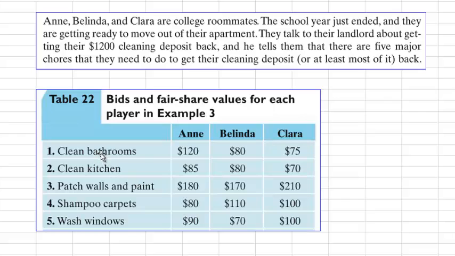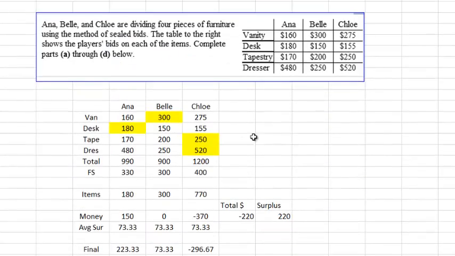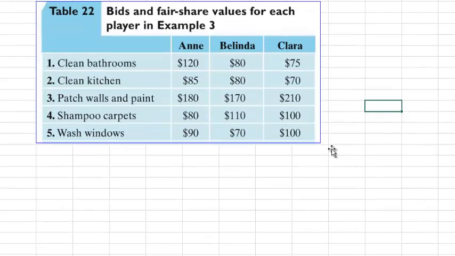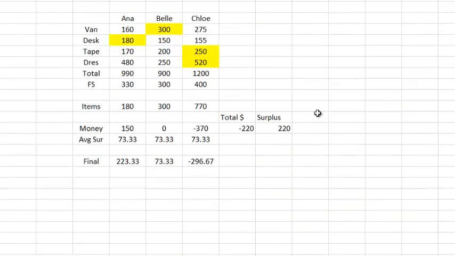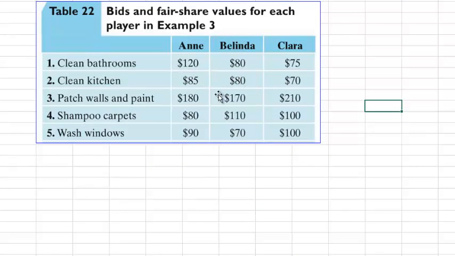The chores are clean the bathrooms, clean the kitchen, patch the walls and paint, shampoo the carpets, wash the walls. And what we also have in here is the amount of money for which each of the roommates is willing to do the task. This is what's called a reverse bid, and so instead of bidding to get something, you're bidding to not get something. So instead of the high bid getting the item, the low bid does the job.